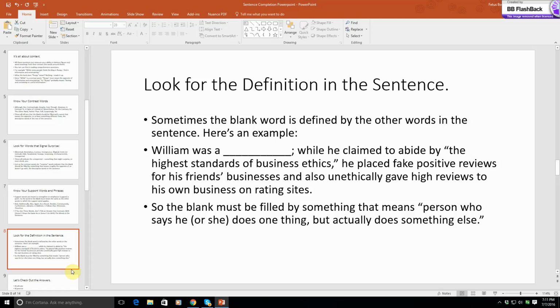So you're probably thinking it's somebody who's a phony or a fraud or a liar or something like that, since William says he lives up to the highest standards, but he does these things that really aren't very honest and aren't very ethical. So let's look at the answer choices.